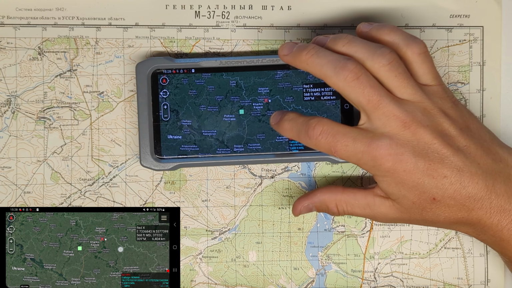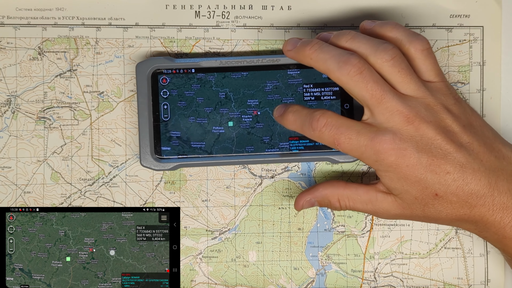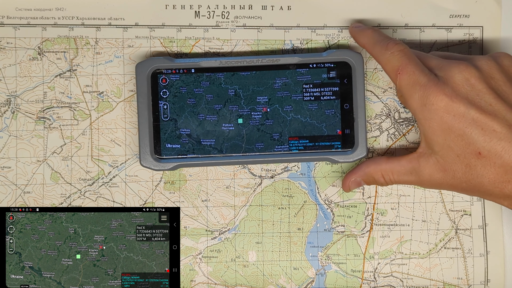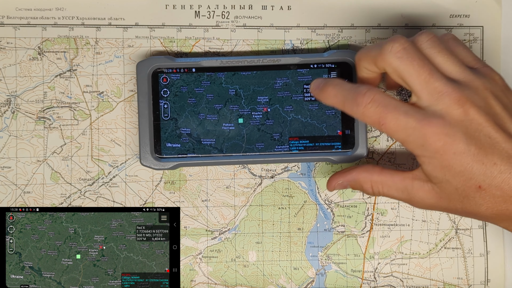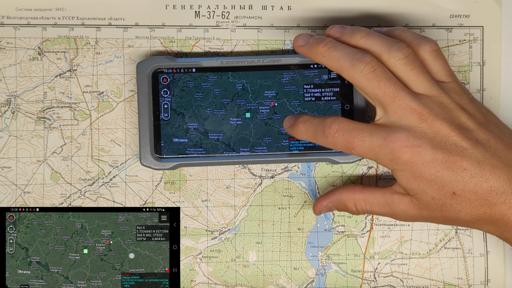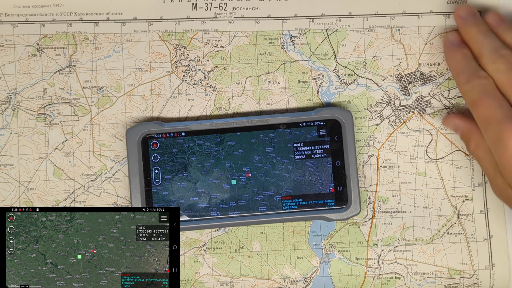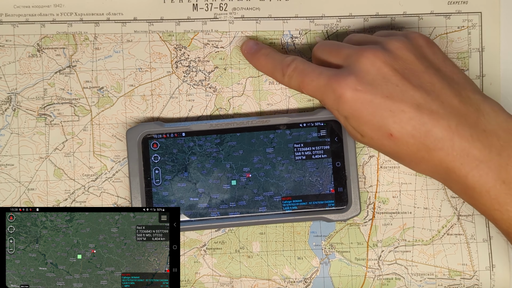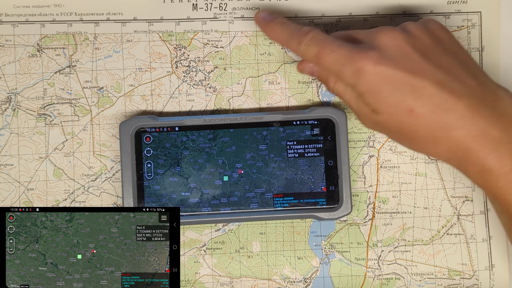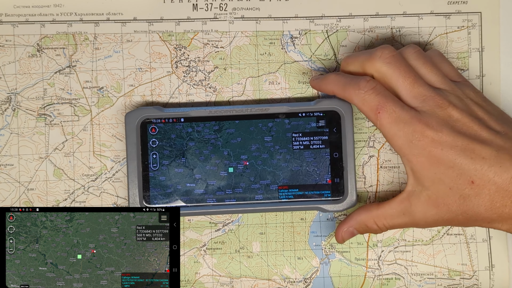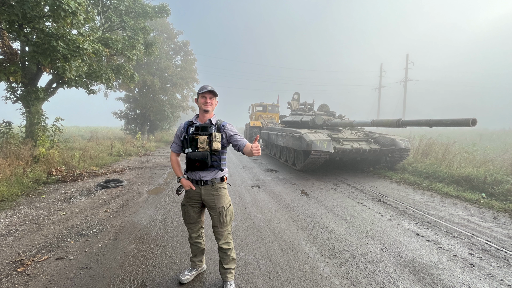Okay, let's talk about the Khovansky coordinate system, or the CK42 coordinate system in Cyrillic, or the SK-42 coordinate system in English. Below me is a Soviet-era map, last updated 1972, that I liberated from a blown-to-bits Russian command post outside the town of Balakia in Kharkiv region.